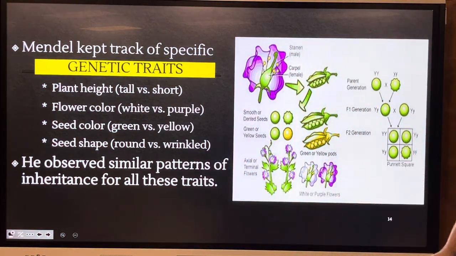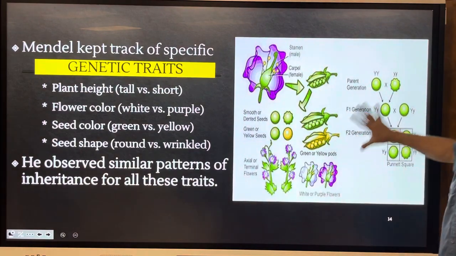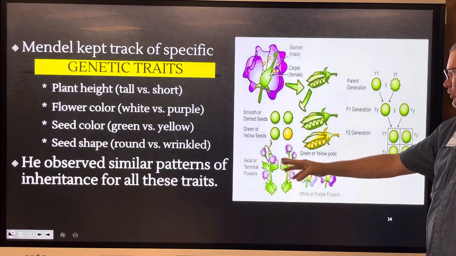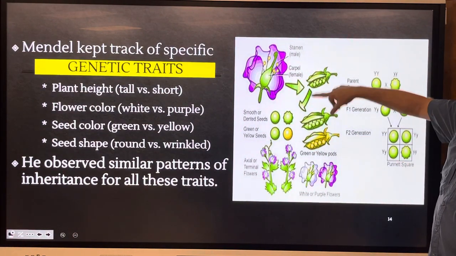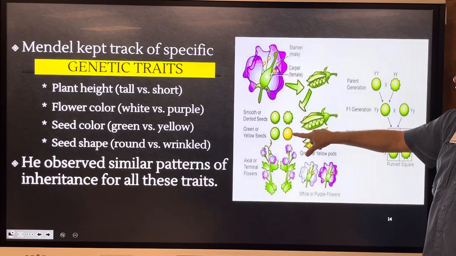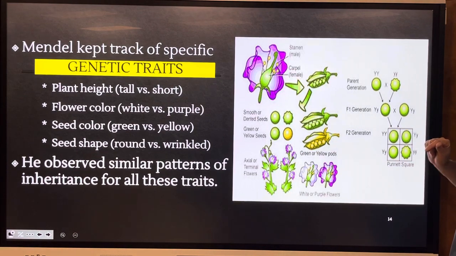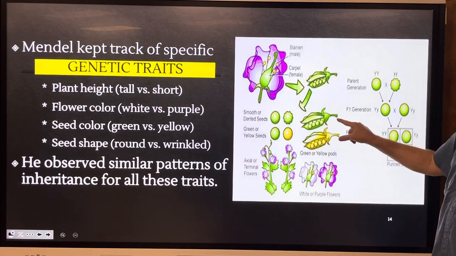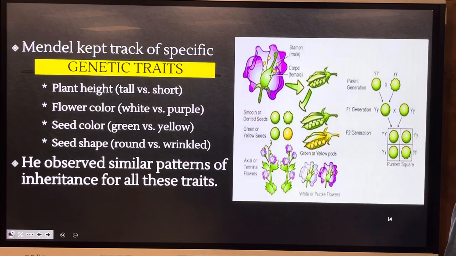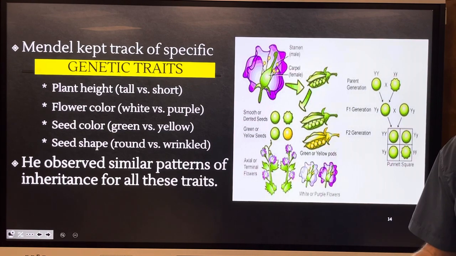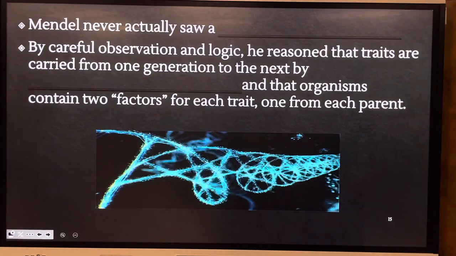So these are what they look like, okay? Well, obviously tall and short, but these are the different green or yellow or wrinkled or round. Even the pods, green or yellow pods, white or purple flowers. And then this is essentially the parent generation, the F1 generation, and the F2 generation, and determining what the results were. So pretty amazing that he spent all that time.